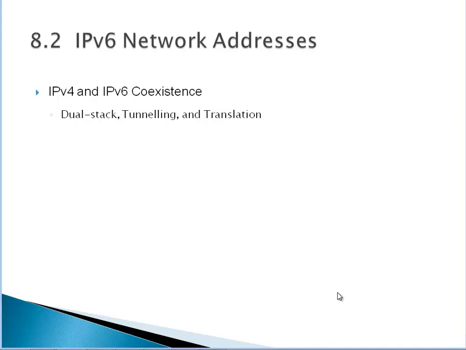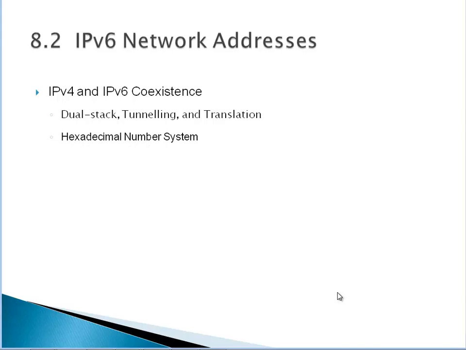For coexistence between the two, we have 3 methods. First is dual stack, where a router or network device will support both IPv4 and IPv6, so either way it will be able to communicate. Then we have tunneling. For example, our company has moved to IPv6, but the internet service provider has not. We can tunnel IPv6 packets through the internet service provider over IPv4. And then we can also do translation between IPv4 and IPv6.